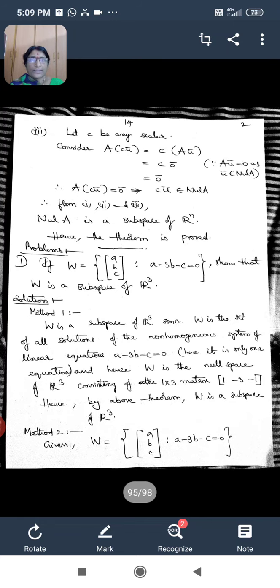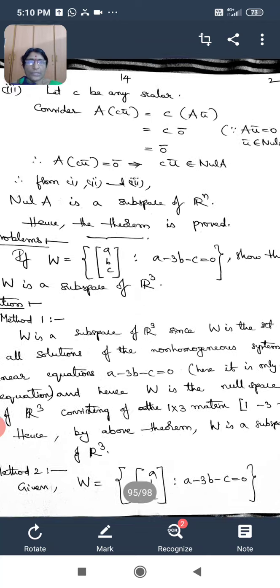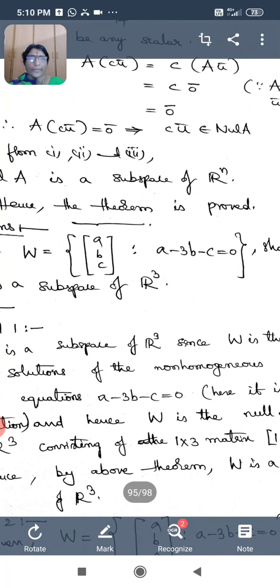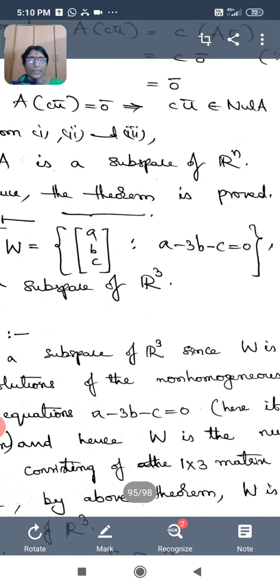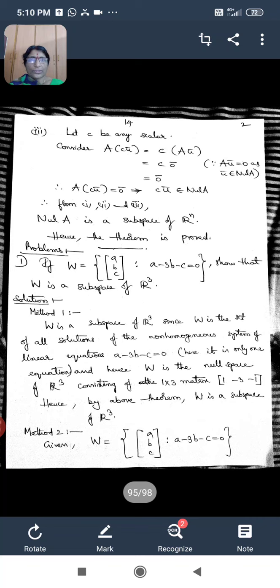R3. As we can see here, W consists of all 3 by 1 column vectors. If those are 3 by 1 column vectors, that means 3 by 1 matrices. So all the 3 by 1 column vectors are the elements of the three-dimensional space of real numbers, which is denoted as R3. So we can say that W is a subset of R3 by seeing the definition of W.